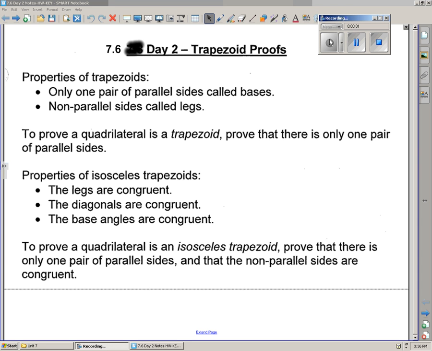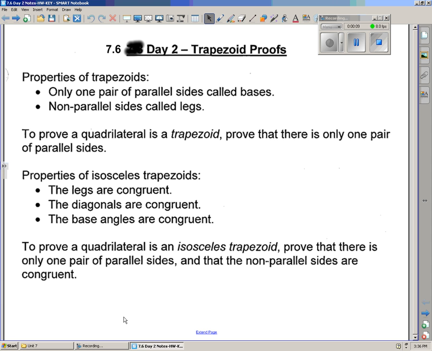So this is the second day of the trapezoids, and we're going to do proofs with them. In terms of trapezoids, remember there's only one pair of parallel sides. Those are called the bases. The non-parallel sides are called the legs. To prove that a quadrilateral is a trapezoid, you only need to prove there's one pair of parallel sides, okay?